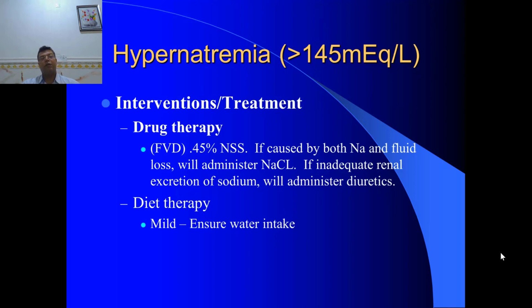Treatment of hypernatremia: drug, half concentration normal saline, 0.45%, if caused by both sodium and fluid loss. Will administer sodium chloride. If inadequate renal excretion of sodium, will administer diuretics. Diet therapy: in case of mild hypernatremia, ensure water intake.